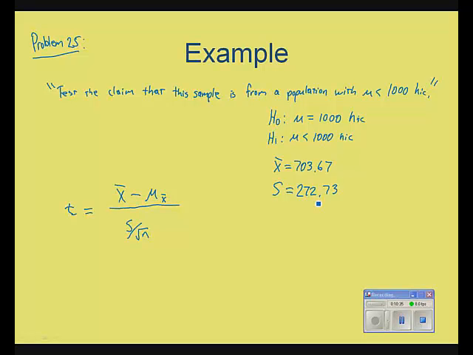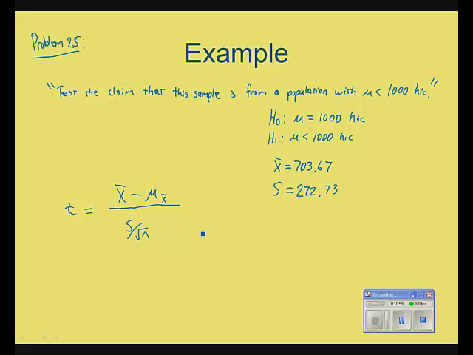Does anyone have a hunch what's going to happen when we perform the test? Do you think we're going to reject that mu is 1,000? Or do you think that we're going to fail to reject that mu is 1,000? This is all stuff that you can do without actually doing the computation. Now we'll see what happens.